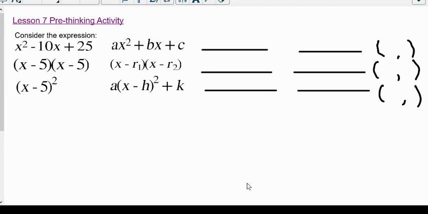This lesson 7 is going to be about a new method for solving quadratic equations. I wanted to do a pre-thinking activity first though.